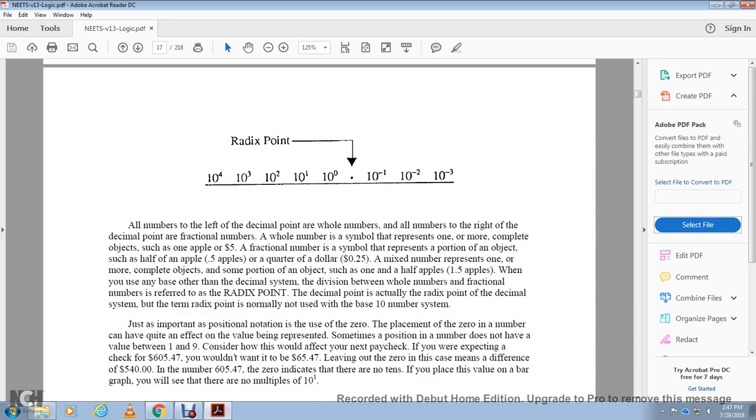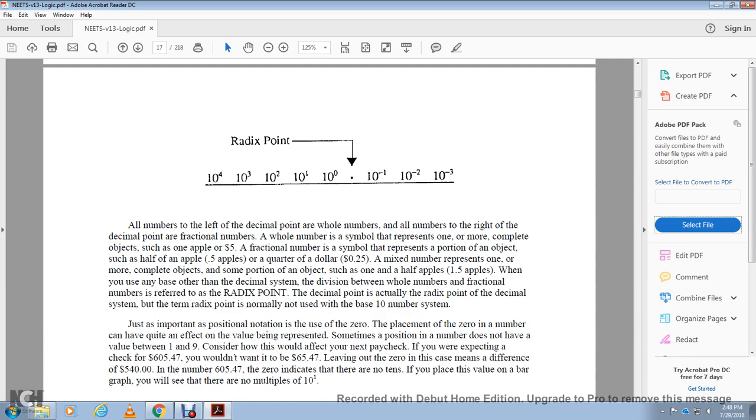Also important with positional notation is the use of zero. The placement of the zero can have quite an effect on the value when it is represented in the same position for a number that does not have a value between 1 and 9. Consider how it would affect your next paycheck. If you were expecting a check of $604.47, you would want it to be 604.47. You wouldn't want it to be $64.47, leaving out the zero, which can mean a difference of $540. If the number is 604.47, then the zero indicates that there are no tens.